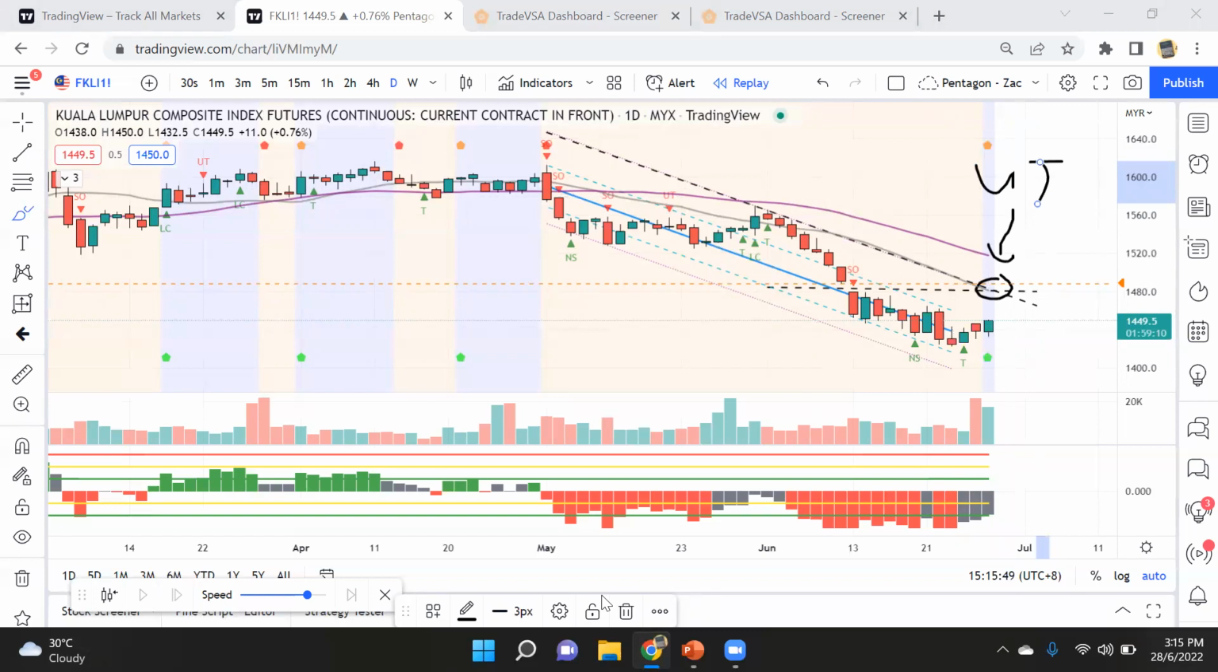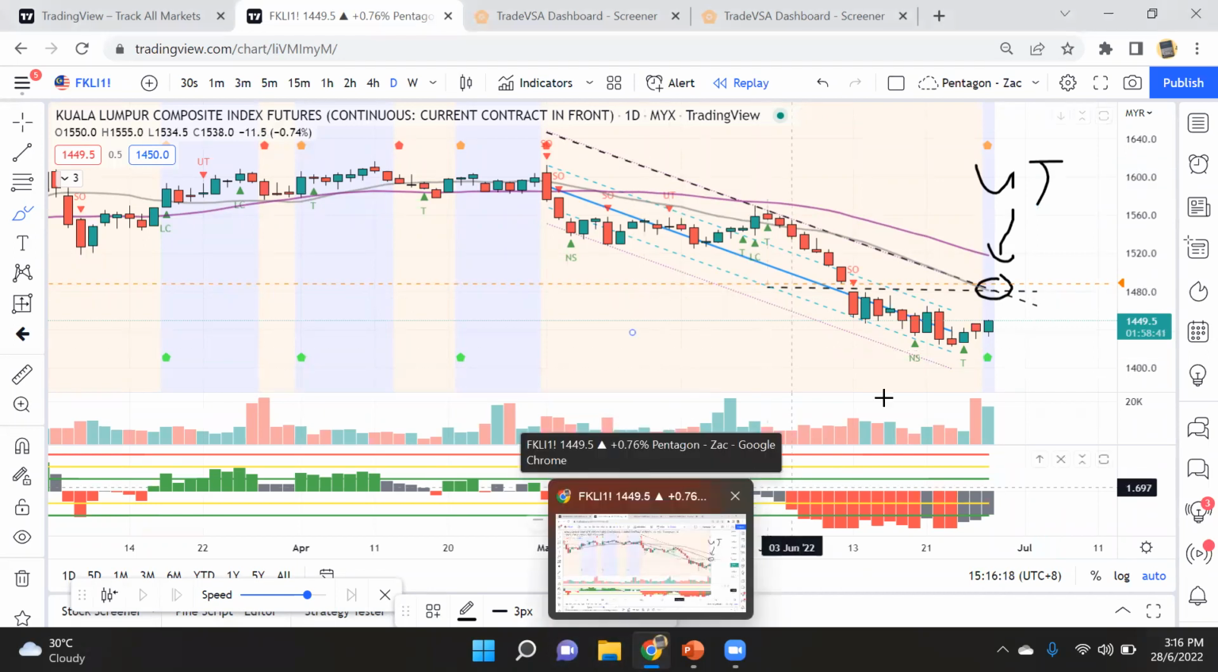Type a 1 for me, yes. Type a 2 for me, no. If you're clear, type 1. If you're not clear why this area, type 2. Okay, so far I got Tony, Doreen, Joseph. Okay, right. So I hope the rest of the members are okay.